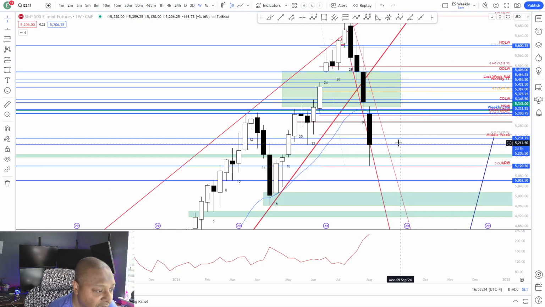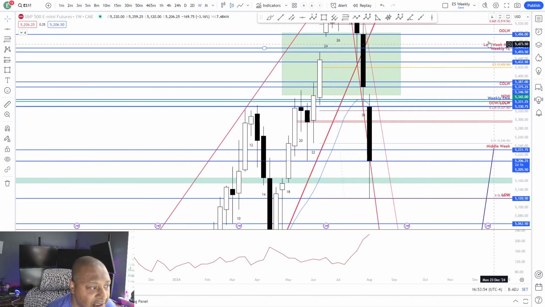On the upside, my idea will be that if we can get above the middle of the week again, we hold this area, then there is a possibility we can come back to this 5295 area on the weekly chart, but there will be other resistances as well in the middle, so we will take a look at that when we move on down to the lower time frames.